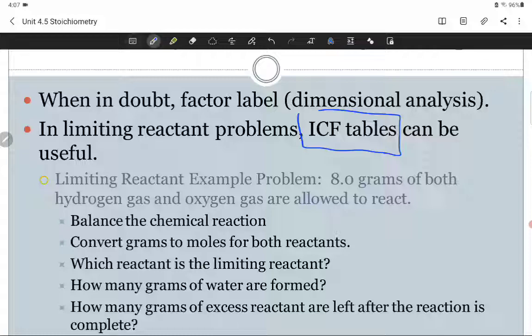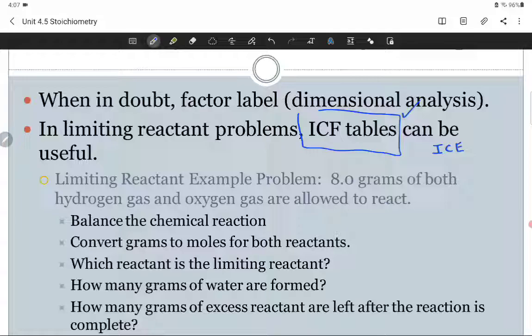This wouldn't be something that you would want to use unless it was a limited reactant question. And this will set the table for us for when we get a little bit later on in the year and start talking about equilibrium, and we'll use something very similar to these ICF tables called ICE tables. So instead of final, we have E is equilibrium. So here would be an example of where you could use this ICF idea. Do you have to use it? No. Is it easier to use? Yes.